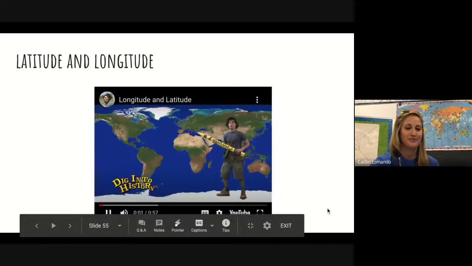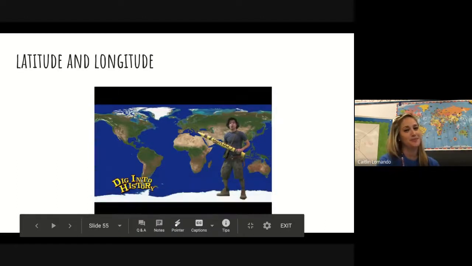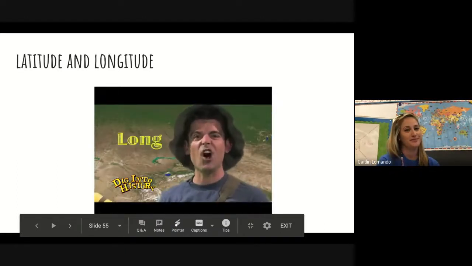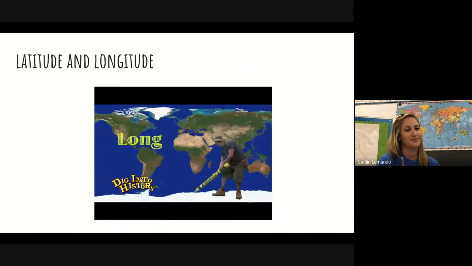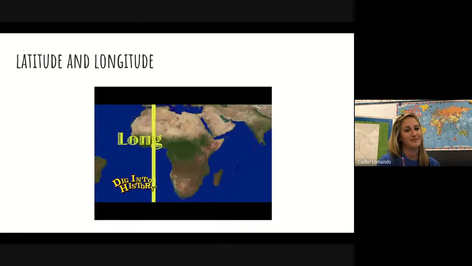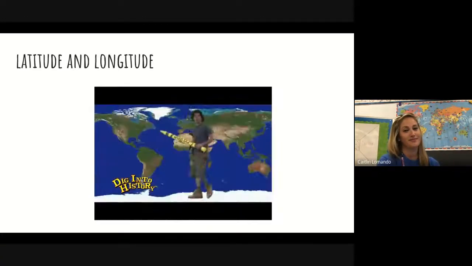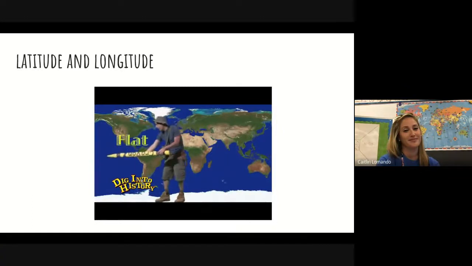Map makers draw imaginary lines on maps and globes. Some of these lines are long, and they go all the way from the bottom of the map to the top. These long lines are called lines of longitude. Other lines are flat and go sideways. These flat lines are called lines of latitude.